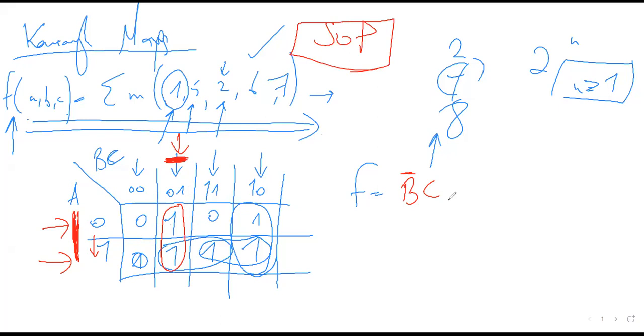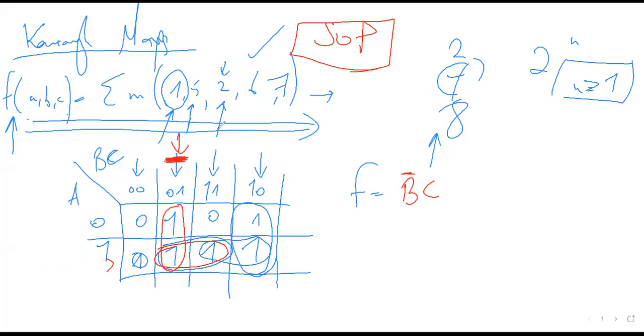So for the first value in our simplified expression, we have B bar C. Right. If we then go for this second one, what remains constant here? This row remains constant, the row with A equals 1. It does not change for the loop.